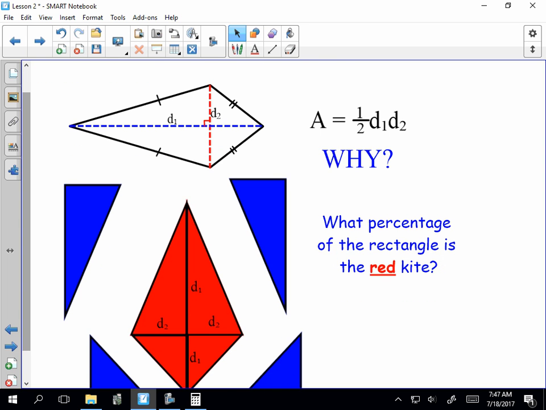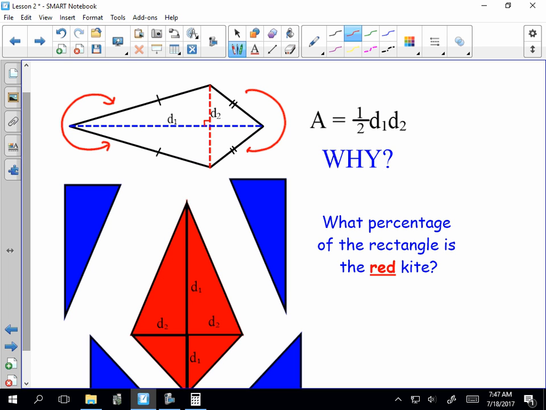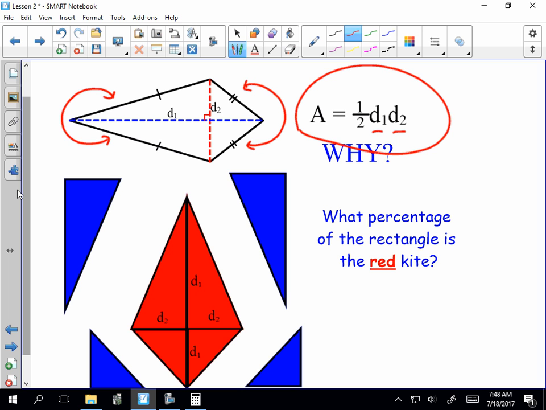A kite is denoted by a quadrilateral, a four-sided shape where the consecutive sides are congruent. And what we do with the kite, like we do with any other shape, to build our formula, notice there's some new measurements in our formula. D1 is diagonal 1, so we're looking at our diagonal distances. D2 is our second diagonal. But once again, we want to see, why does this formula work?